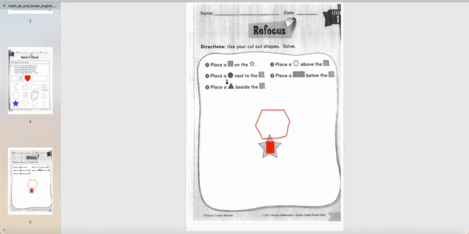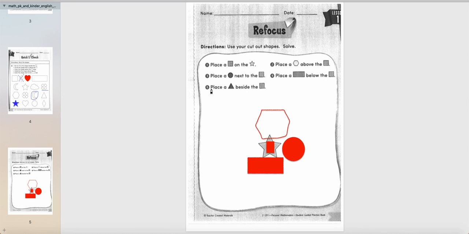Okay. Next it says place a circle next to the square. Next to. Okay. Next, place a rectangle below the square. So under it, we need to do a rectangle.